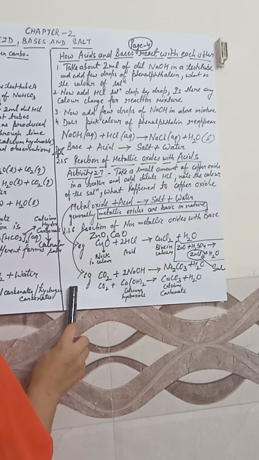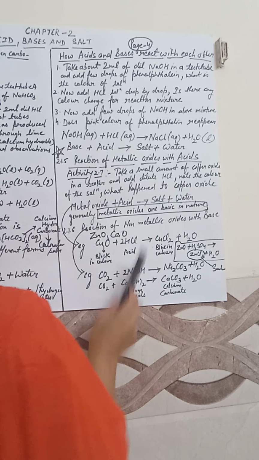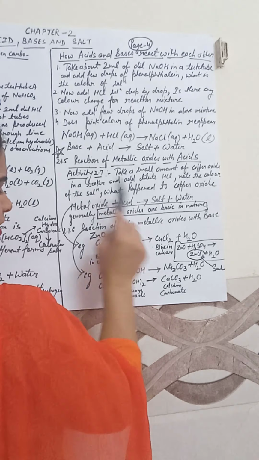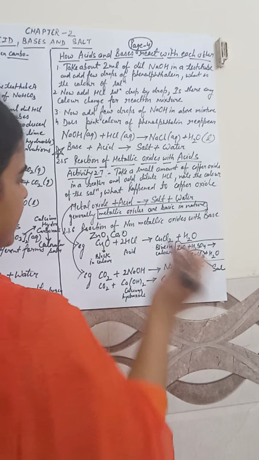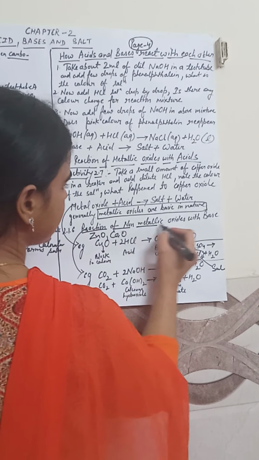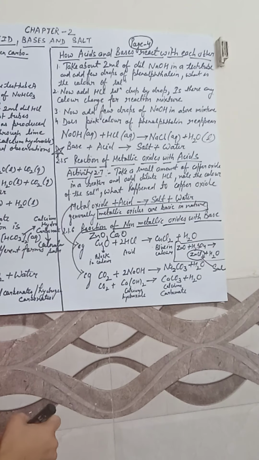Now we will do the reaction of non-metal oxides with bases. Here was the reaction of metal oxides with acids. Now we are doing the reaction of non-metal oxides with bases. The second reaction is the reaction of non-metal oxides with bases.